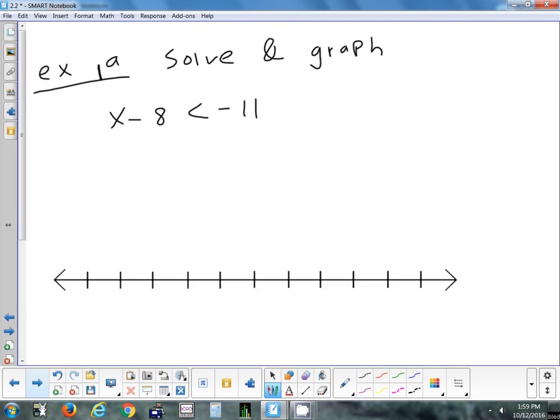All right, so let's see if we can solve and graph. Not every problem on the test is going to have you solve it and graph it, but it's good to practice doing both because it's something I am going to ask you to do on various problems. So we'll practice doing some graphing.